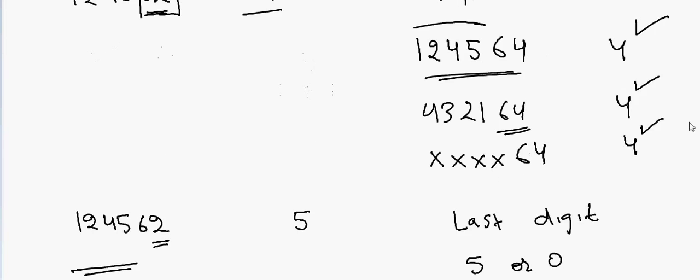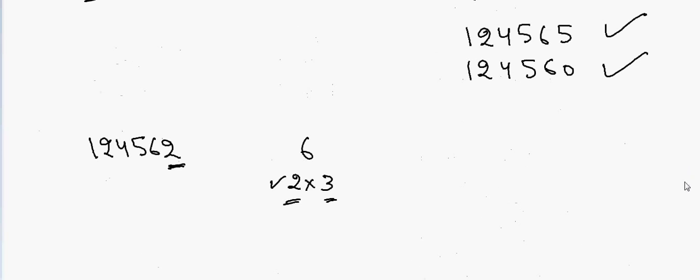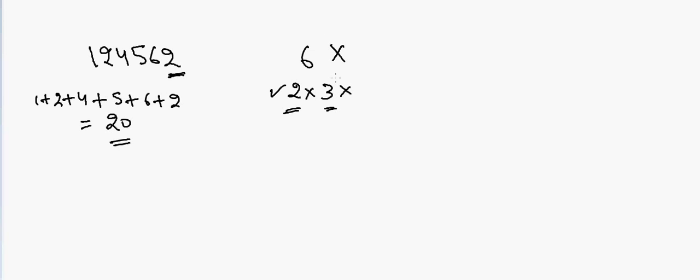So this is okay, but we did the test before and we found out that the sum, if I go back here, was 20. If I add all these numbers together, 1 plus 2 plus 4 plus 5 plus 6 plus 2 was 20, and 20 is not divisible by 3. So this number should not be evenly divided by 6. But how can we modify this?